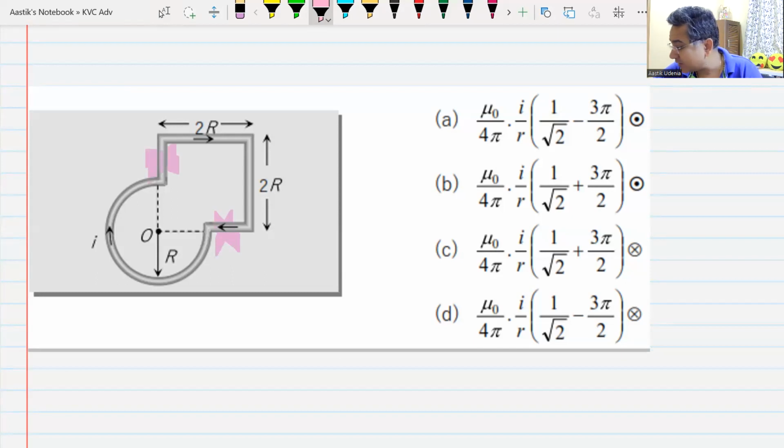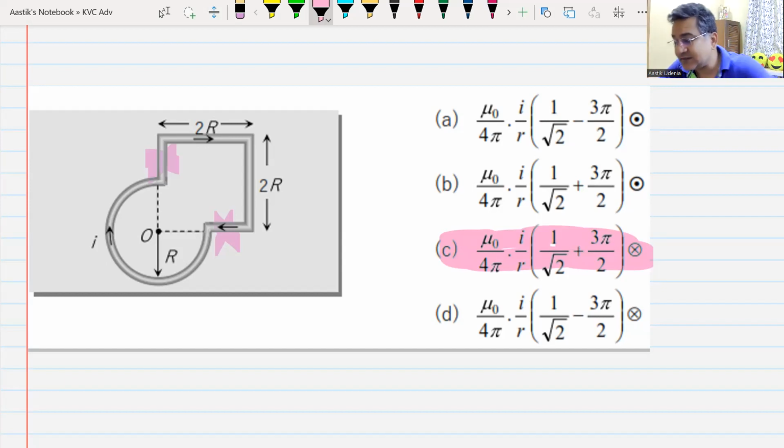And all the magnetic fields are going in the inward direction. Yes or no? Yes, sir. All the magnetic fields are getting added up and all the magnetic fields are going inside. That's it. I don't need to look at anything. That is the answer. I did not solve anything and I still got the answer. Do you understand? Yes, sir.